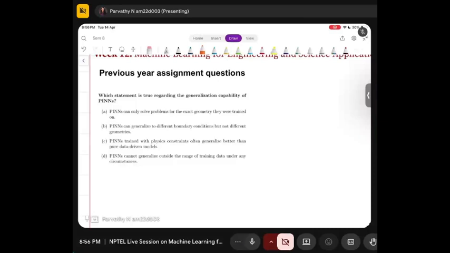So PINNs trained with physical constraints often generalize better than pure data-driven models, because the physics constraints act as a regularizer embedding the domain knowledge. However, the generalization is limited to the functional manifold defined by the PDE. A PINN trained on Navier-Stokes can generalize to unseen flow parameters, but not to entirely different physics.